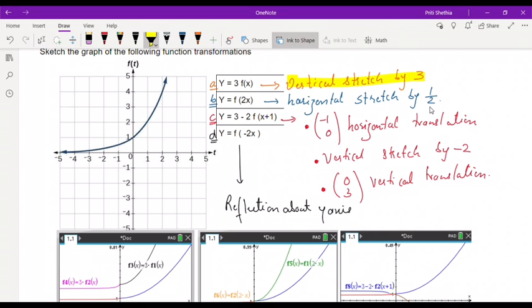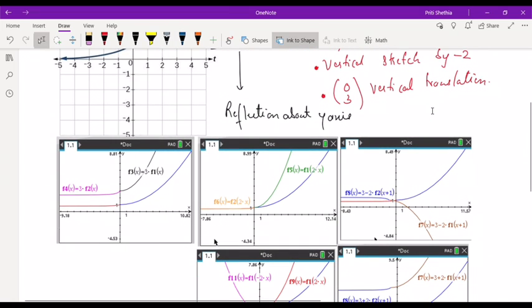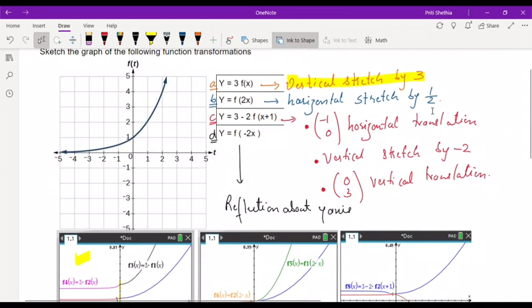And if we try to plot this using a graphical calculator, this is how the graph looks like. As you can see, the y-intercept over here was 1, now it is shifted to 3. So all the points are having a vertical stretch of 3 units. This was our first part.